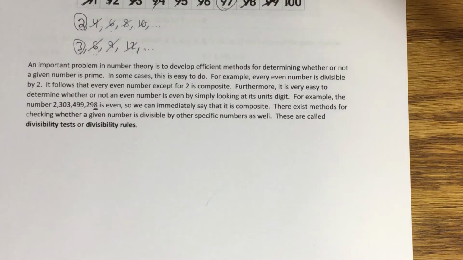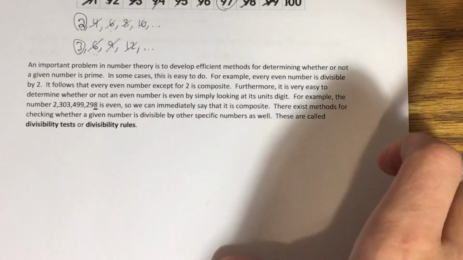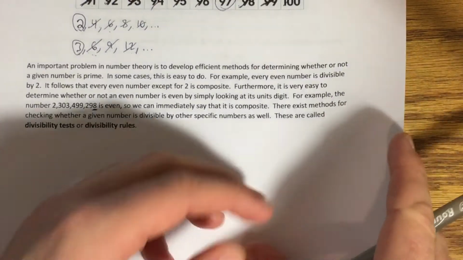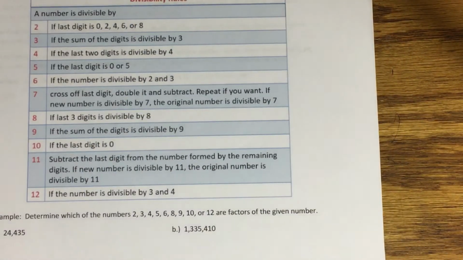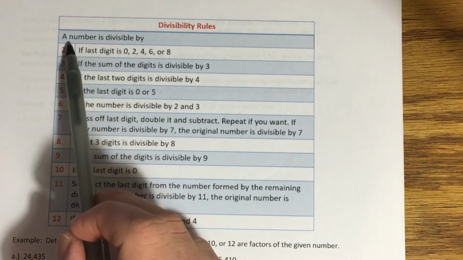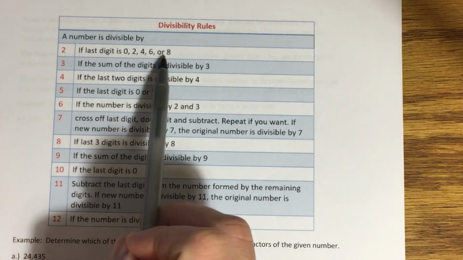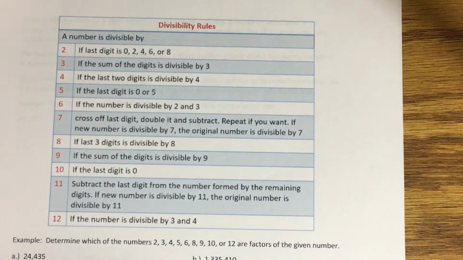So 2 is an easy number to check to see if it's a factor of something. But actually, there are divisibility rules for a lot of other small, single-digit or even a couple of double-digit numbers, and we're going to look at those. So this is our list of divisibility rules. And this is the one that we just talked about. A number is divisible by 2 if the last digit is 0, 2, 4, 6, or 8. That's another way of saying if the number is even.